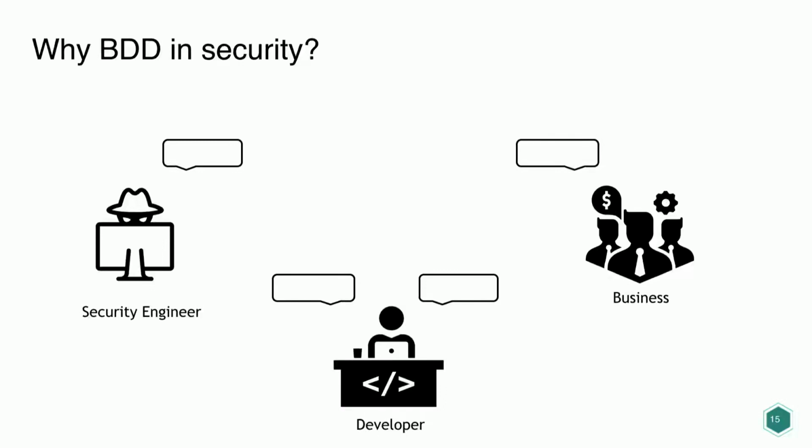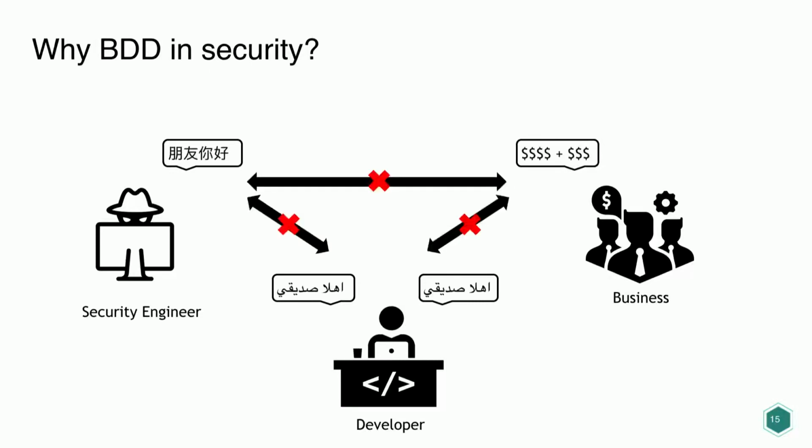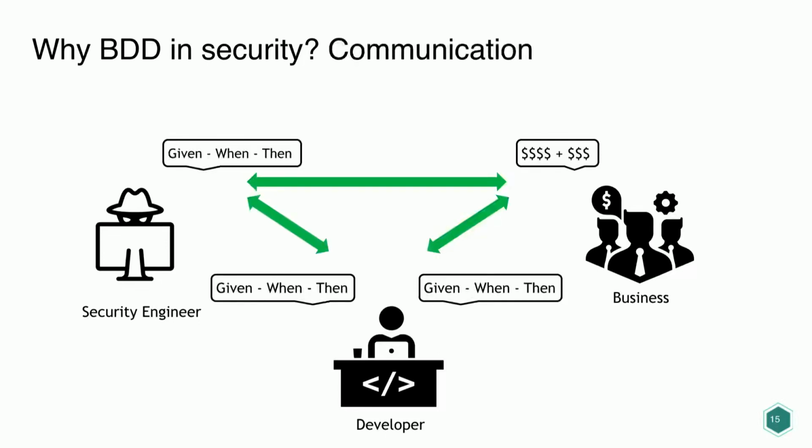Because if we consider security engineers, developers, and business, what we have right now is something like this. The security engineer speaks one language, developers another language, maybe they can understand each other somewhere there. Business cannot understand anything they say, right? So with BDD, we fix communication. Business will still speak money, but we'll understand that, because we're going to use a given, when, then construction.